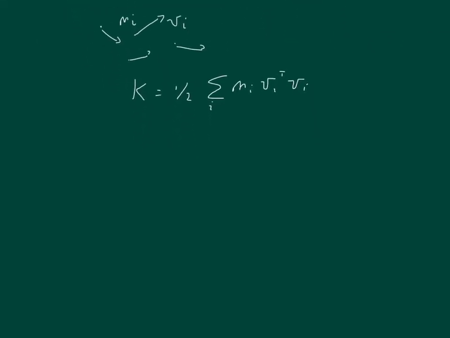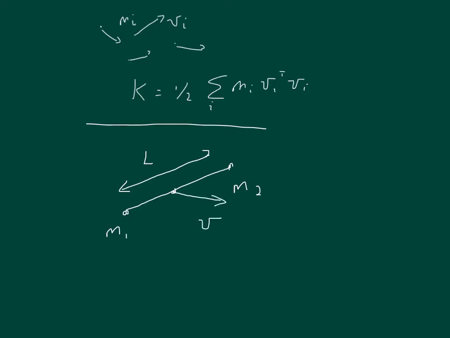Now, this starts to become interesting if particles are connected together. For example, if we have a particle of mass m1 connected by a massless rod of length L to another particle m2, and to make it easy at the beginning, let's say that this entire rod is moving with some velocity v. Then that implies that m1 also moves at velocity v, and m2 moves at velocity v.